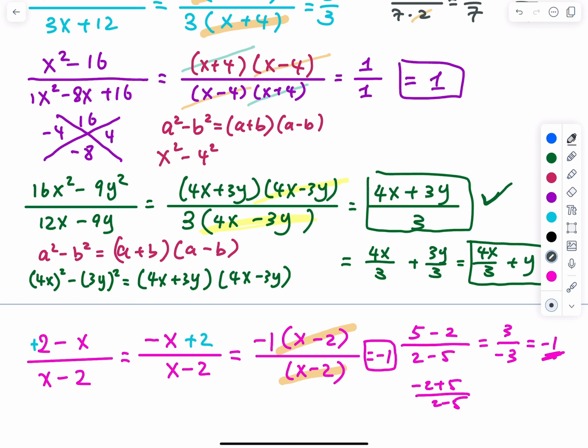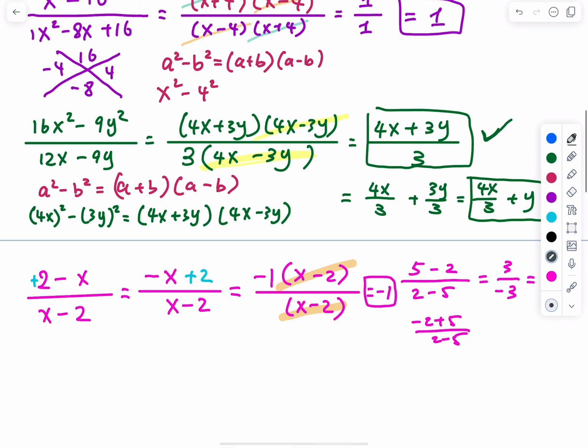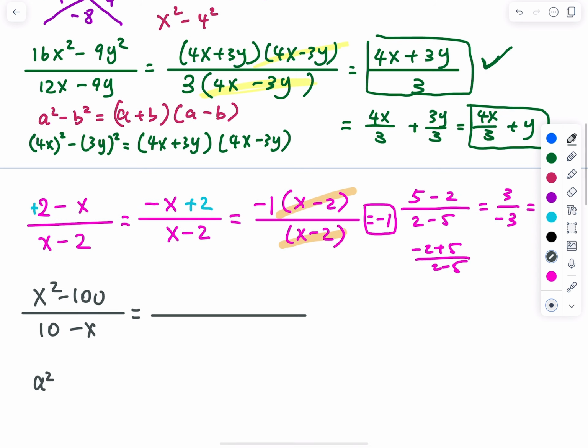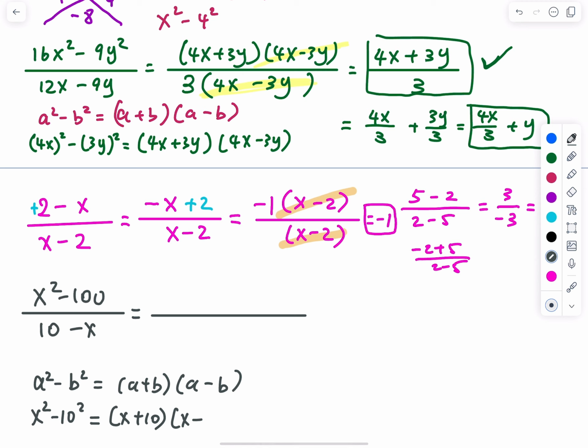Okay, I will just do one more problem and then we finish this video. So the next one, let's do x squared minus 100. I want to practice your a squared minus b squared again. How about 10 minus x? So 10 minus x, you know what? Let's deal with that later. So a squared minus b squared equals (a plus b) times (a minus b). So you have x squared minus 10 squared. That is (x plus 10) times (x minus 10). Okay, so this is x plus 10 and then x minus 10.